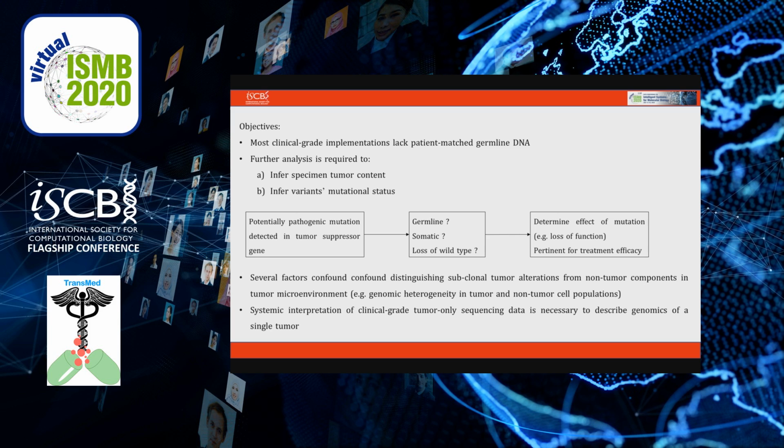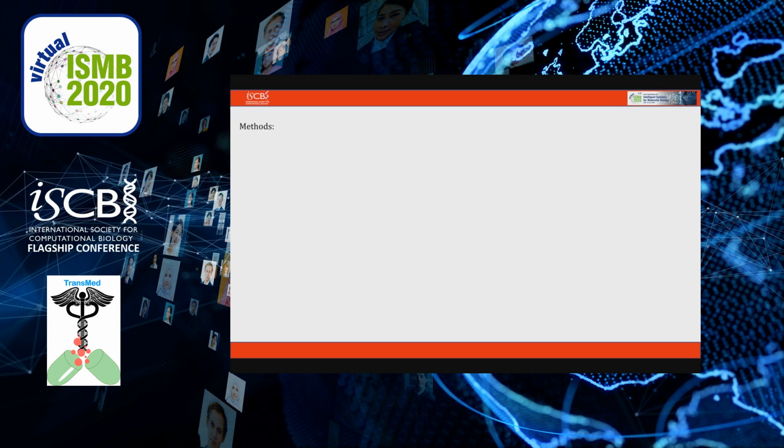Therefore, as the use of tumor-only sequencing assays increases, systemic interpretation of clinical-grade data is necessary to accurately describe the genomics of a single tumor. Here we present a set of integrated bioinformatics tools to interpret mutations in an individual tumor sample.